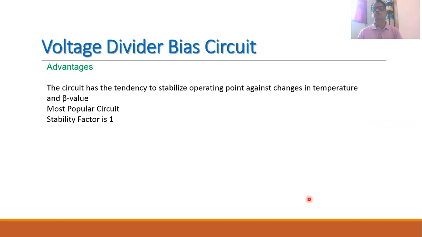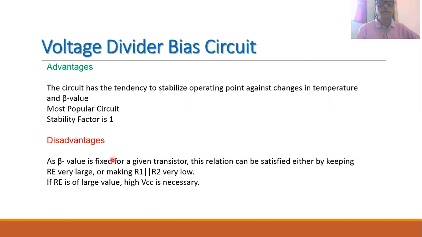You will find that in the analysis of this circuit nowhere does the beta value appear, and therefore all the expressions are beta independent. Also, we have used feedback by using RE, and therefore this circuit can compensate any change in the temperature or beta value. The stability factor of this circuit has an ideal value of 1. Therefore this is the most stable circuit, and hence it is most commonly used for the biasing of any transistor amplifier.